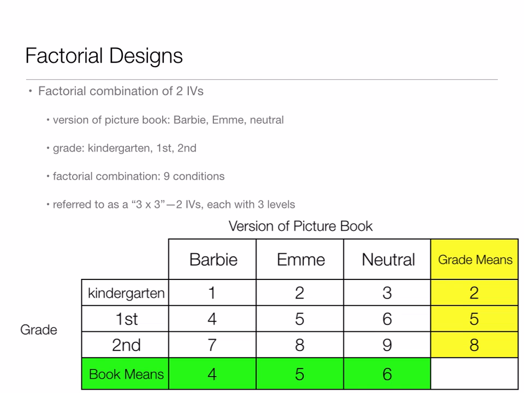So we take the average of 1, 4, and 7 for Barbie, and we get 4. We take the average of 2, 5, and 8 for M, and we get 5. And we take the average of 3, 6, and 9 for neutral, and we get 6. And we look at those book means and say, are those different? Do we think those are different? Well, it looks like they're different. We don't know if that's statistically significant, but it appears that there's a main effect of book because 4, 5, and 6 are different. It appears that we have the highest self-esteem with neutral as opposed to Barbie or M.